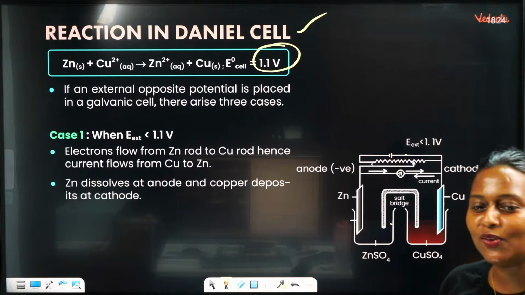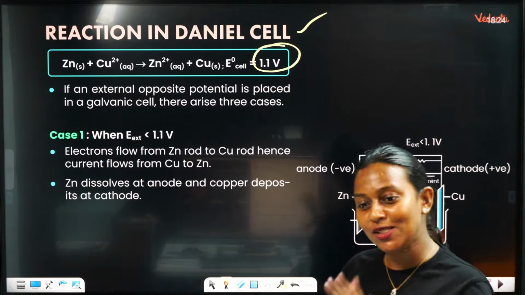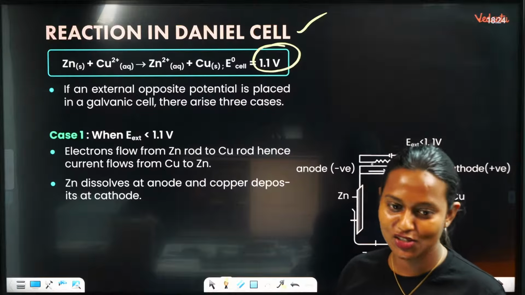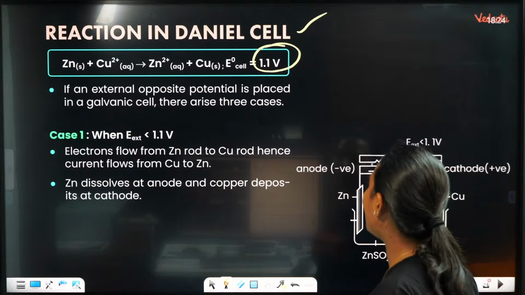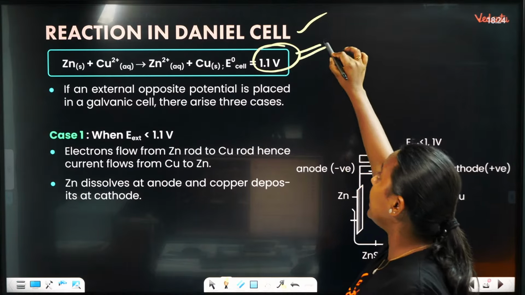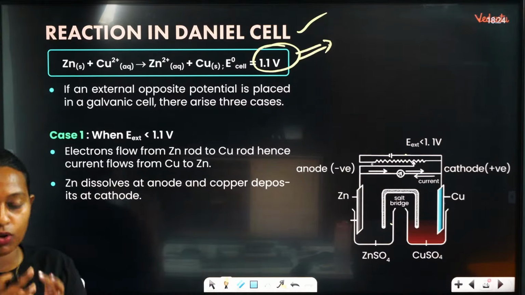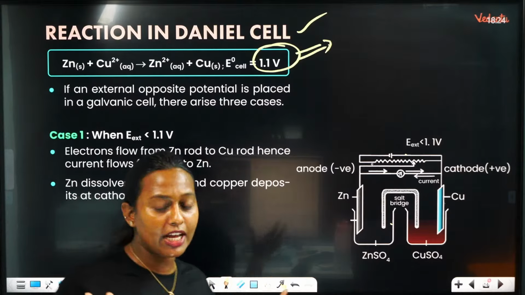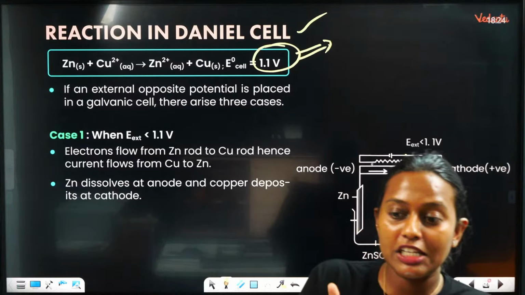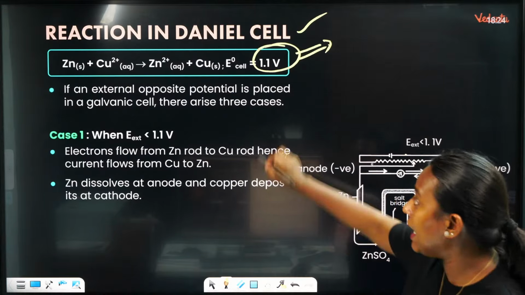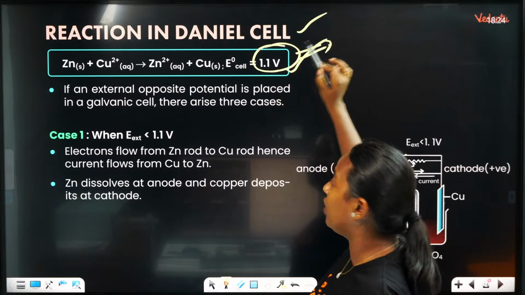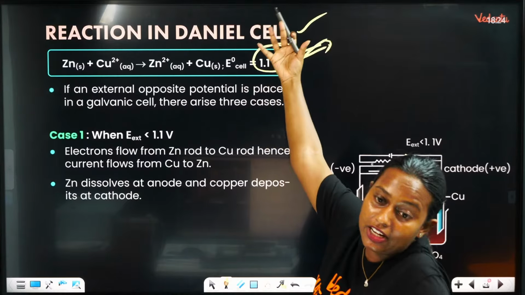For this menu only you are cracking NEET. Sure, Sasmita. Okay, so here what happens? 1.1 volt electricity will be produced. Our Daniel cell will produce 1.1 volt electricity.